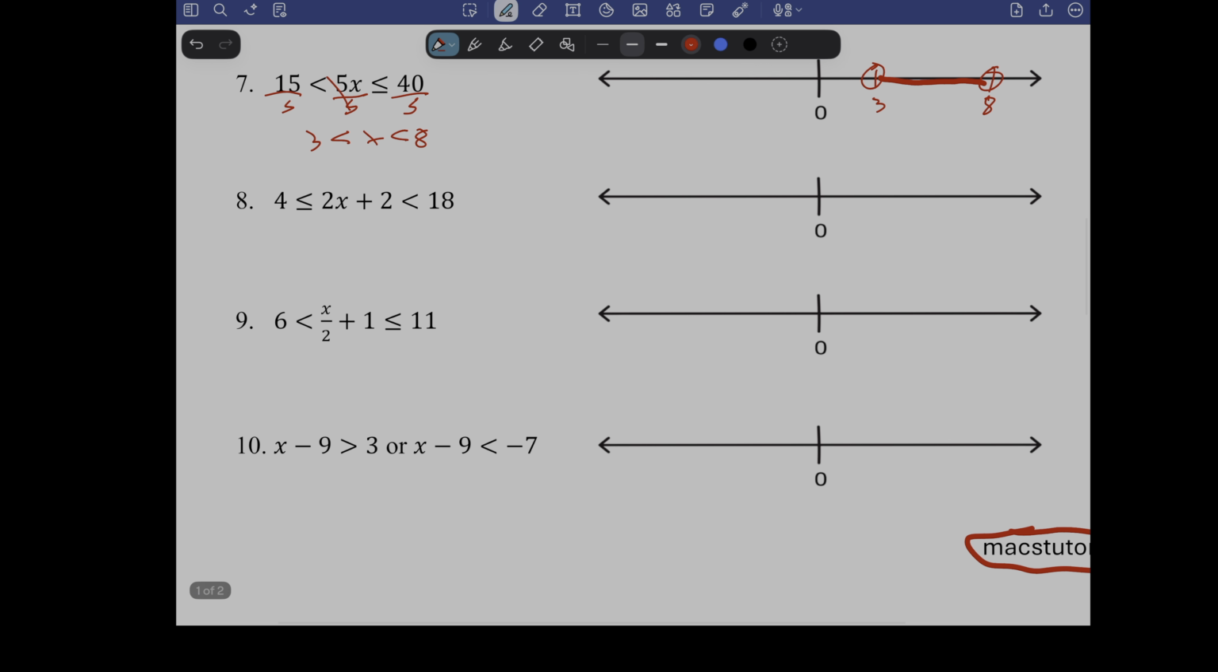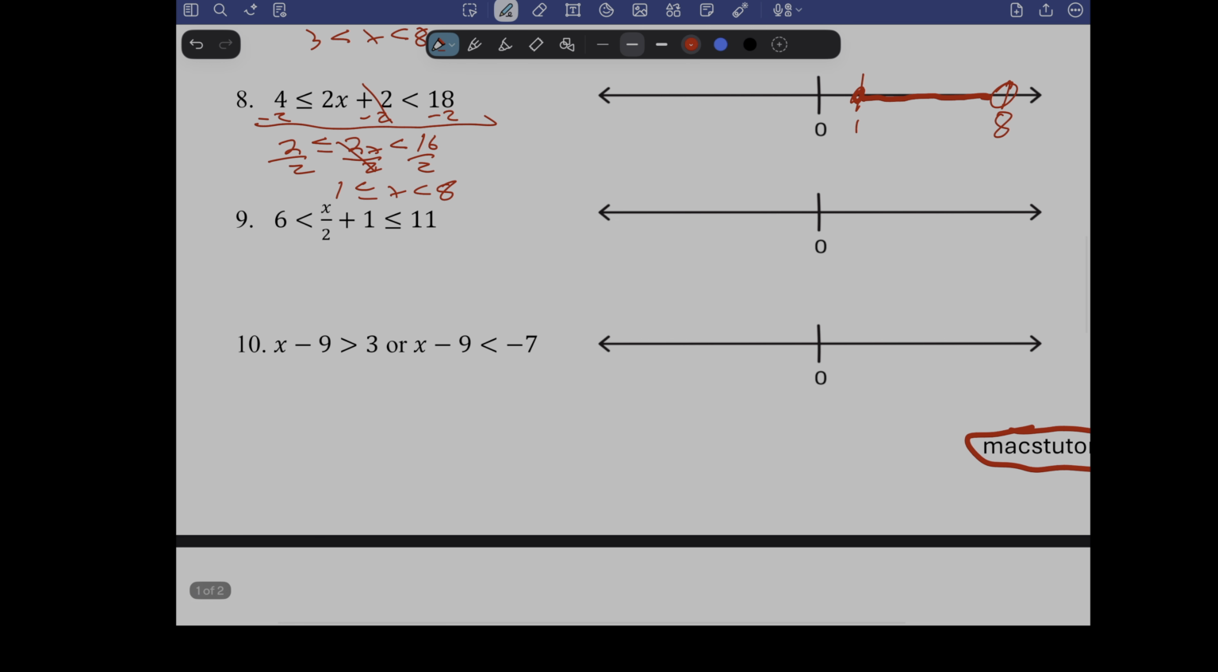Let's go to number 8. Now, this one is a two-step problem inside. So I'm going to subtract 2 from all sides, and I'm going to get 2 is less than or equal to 2x, which is less than 16. Now, once I divide all of these by 2, I'm going to get 1 is less than or equal to x, which is less than 8. So I'm going to have a dot at the 1, and a hole at the 8. The x is in between, so I shade in between.